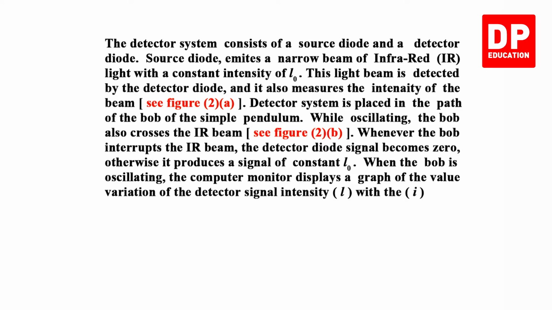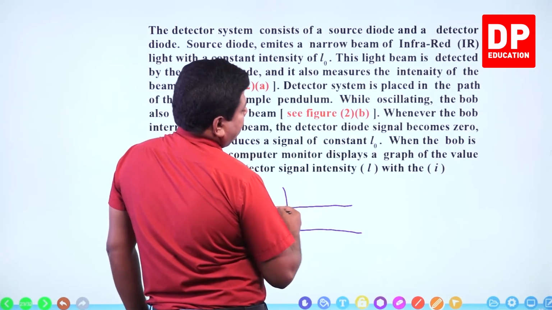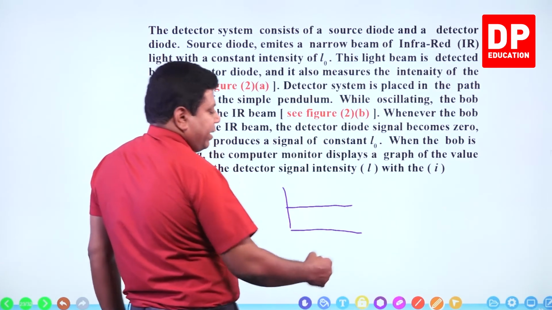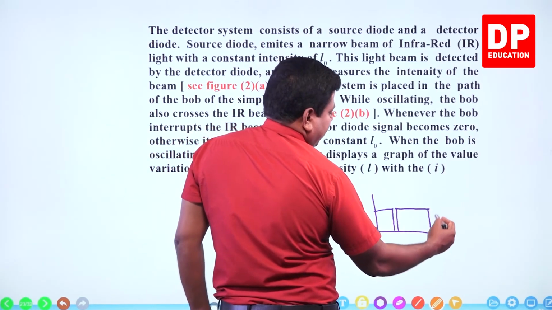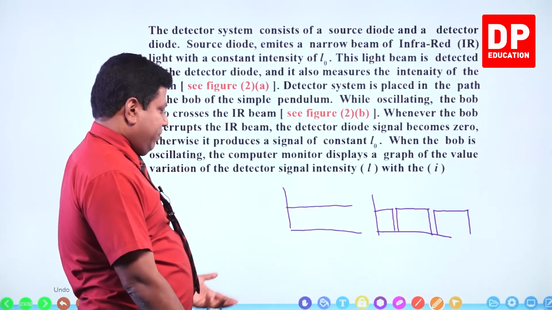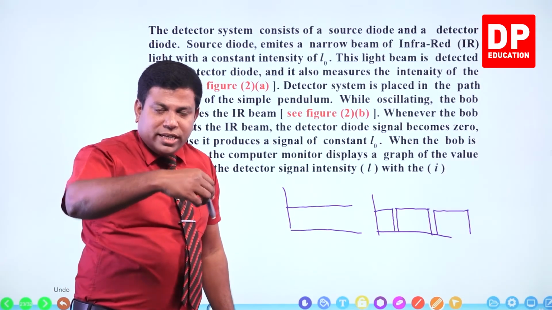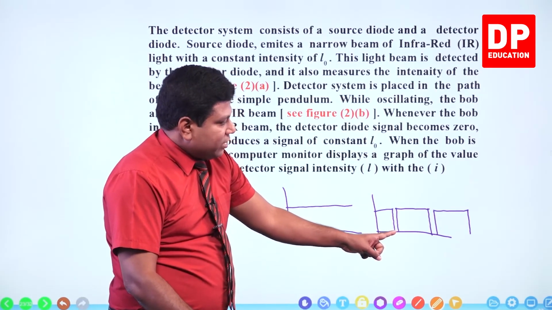When the bob is oscillating, the computer monitor displays a graph of the variation of the detector signal intensity I. So simply what happens: if there is no pendulum, the detector will continuously receive the infrared beam, and the signal will be continuously there. But when the pendulum crosses it from time to time, the signal comes, then when the pendulum crosses it you do not have signal, again signal, crosses it, and likewise it goes, right? Understand? It's very simple. If the pendulum does not cross, the signal will always be like this. When the pendulum crosses, for the pendulum bob to pass that IR ray it takes a while, right? Within that time gap there is no signal, it is 0.